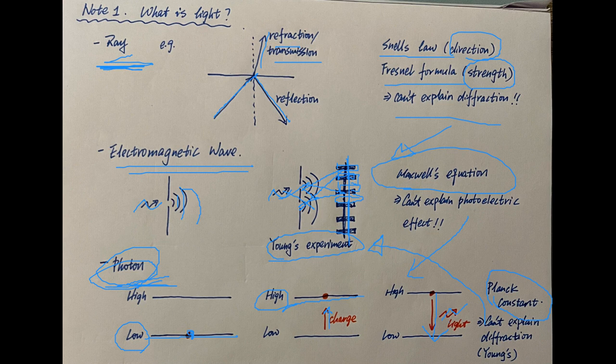So in summary, what is light? In some scenarios, it's one of the three models. In some scenarios, it's all of these models. It is also possible that it's none of them. So in the future, it is possible that in science, we will have another theory that can explain everything. We do not need these three models anymore.